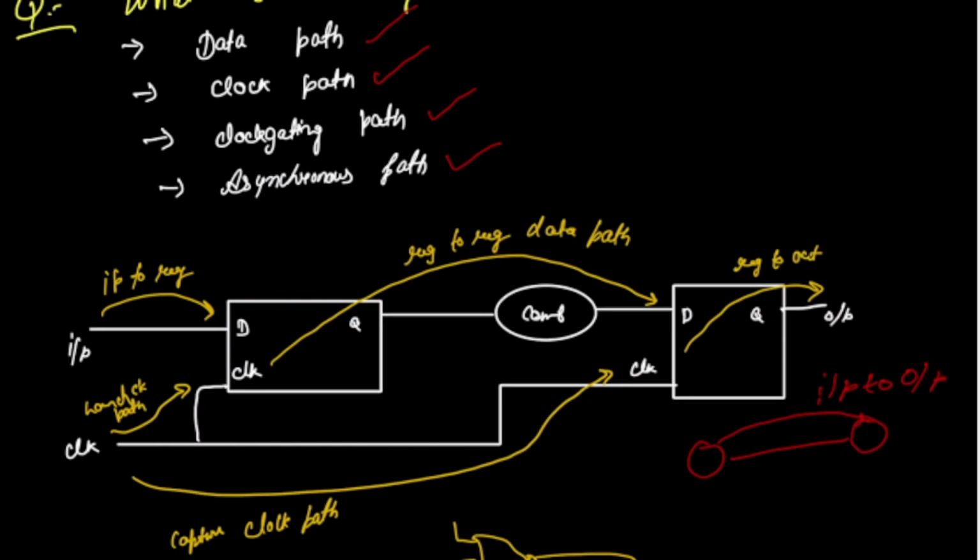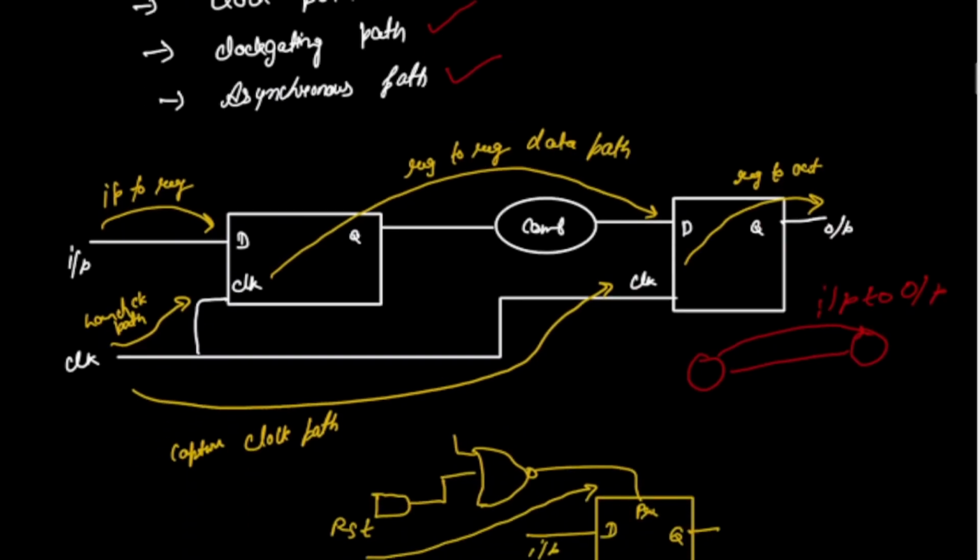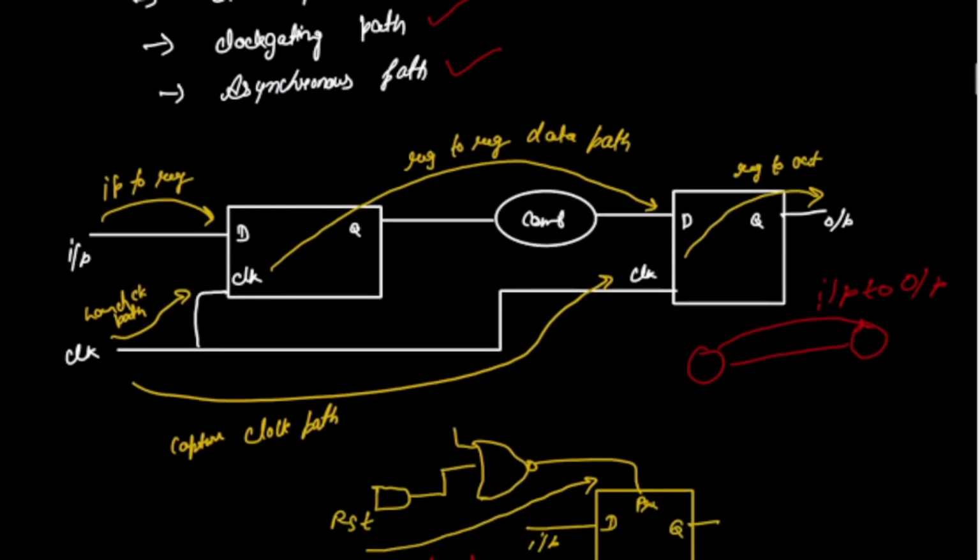Now next is the clock path. Clock path is these two paths. This is the launch flip flop, and this is the capture flip flop. This is the launch clock path, and this is the capture clock path.